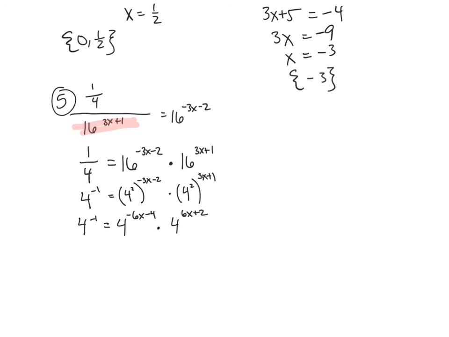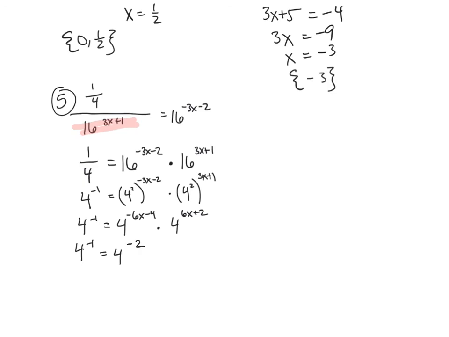Now here's what you don't want to do. You do not want to cancel out your bases yet. Even though all of our bases are the same, we have to simplify this side as much as possible before we can cancel anything. So if I have two bases that are the same being multiplied, it means we're going to add their exponents. So this is going to become 4 to the negative 1 is equal to 4 to the, let's see, negative 6 plus 6 gives me 0. Awesome. Let's see, negative 4 plus 2 gives me negative 2.